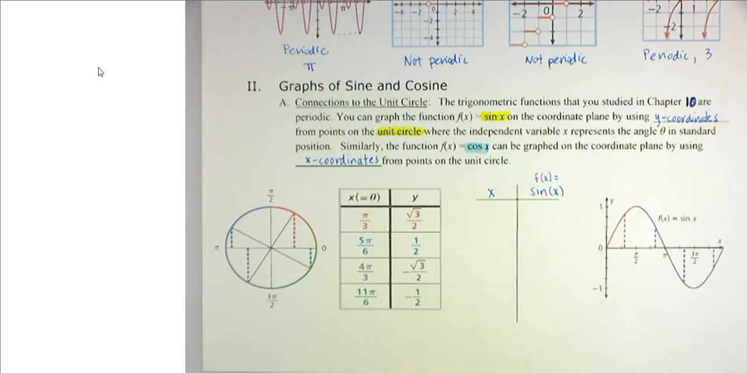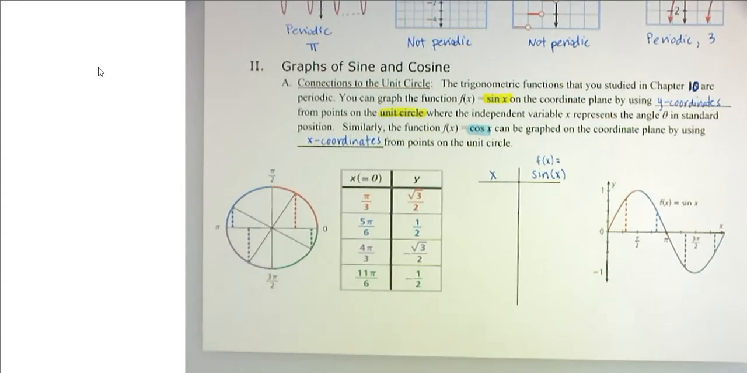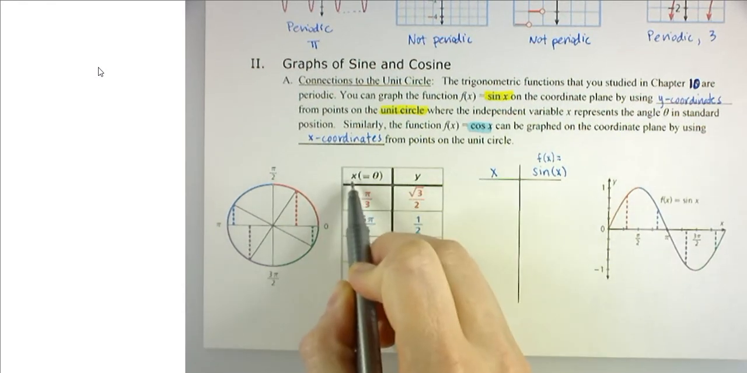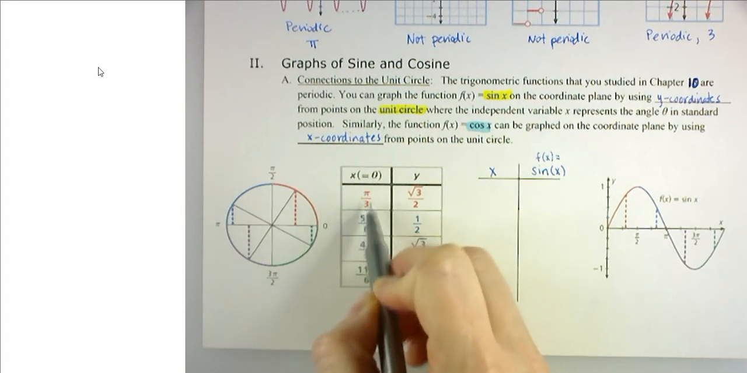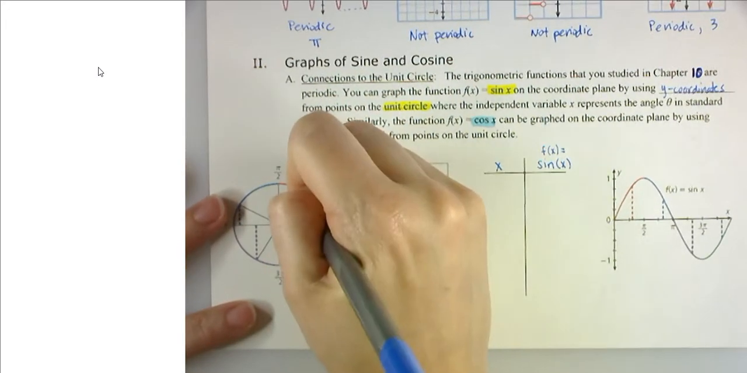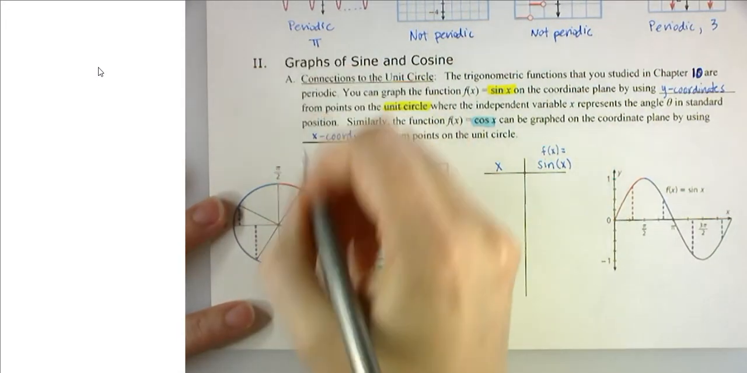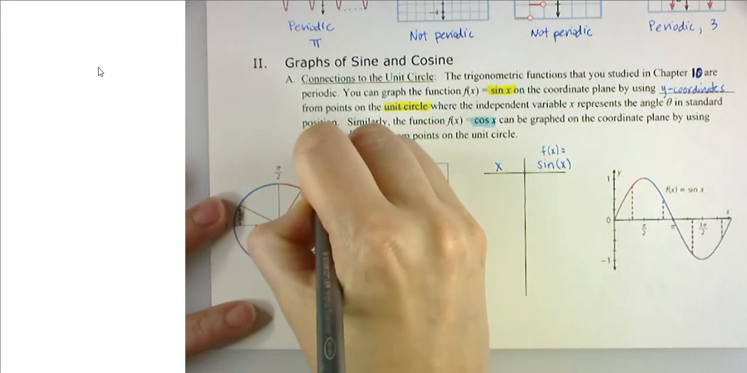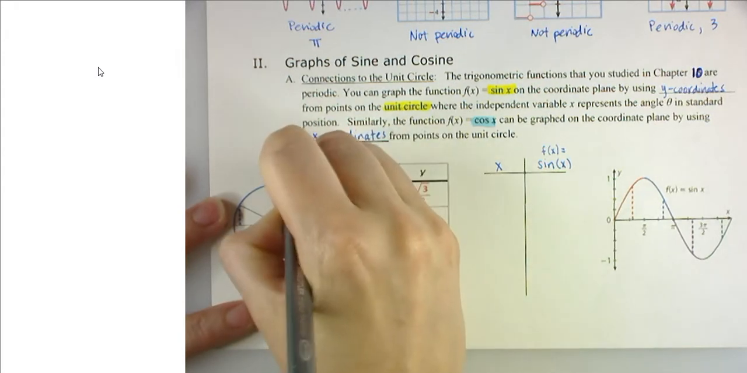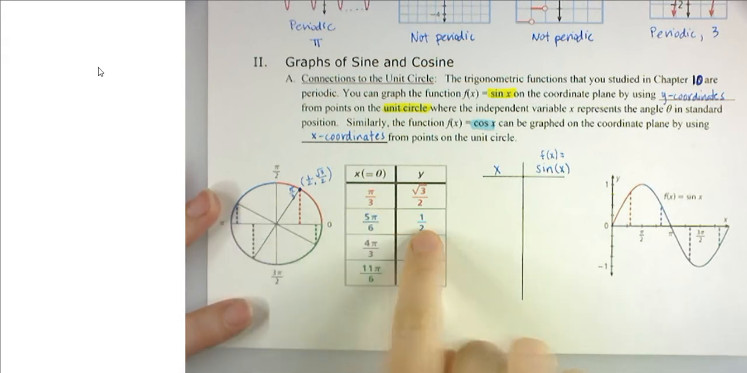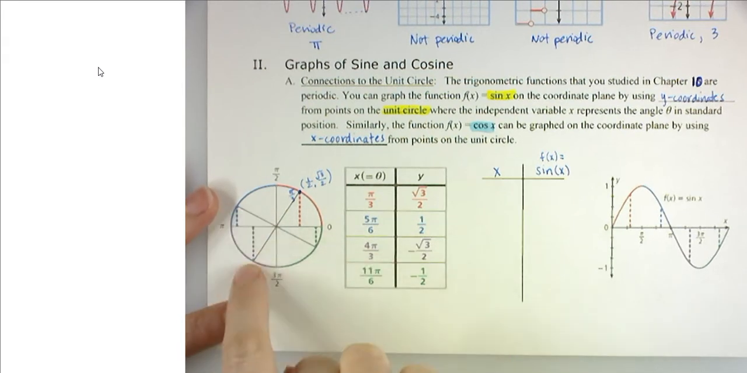In this chart here, it's using x and y, but in this case, your x is your theta. So at pi over 3, your y coordinate is root 3 over 2, and that is right here on your graph. Remember that the point here is 1/2, root 3 over 2. At 5 pi over 6, the y coordinate is 1/2. At 4 pi over 3, it's negative root 3 over 2. At 11 pi over 6, it's negative 1/2. So that's why they're saying you can use this to find all of your points.